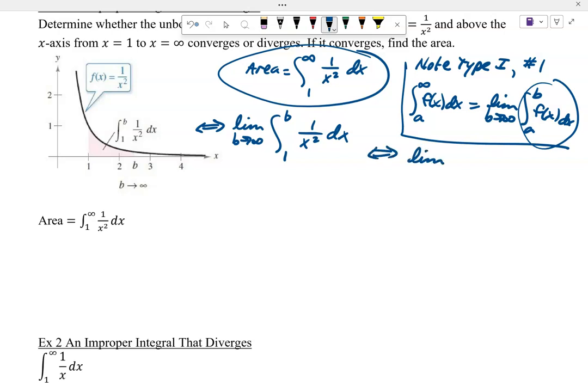So I have the limit as b goes to infinity of the integral of x to the negative 2 dx from 1 to b. And we know that we can run that integral now of x to the negative 2. So that'd be x to the negative 2 plus 1, over that, from 1 to b.